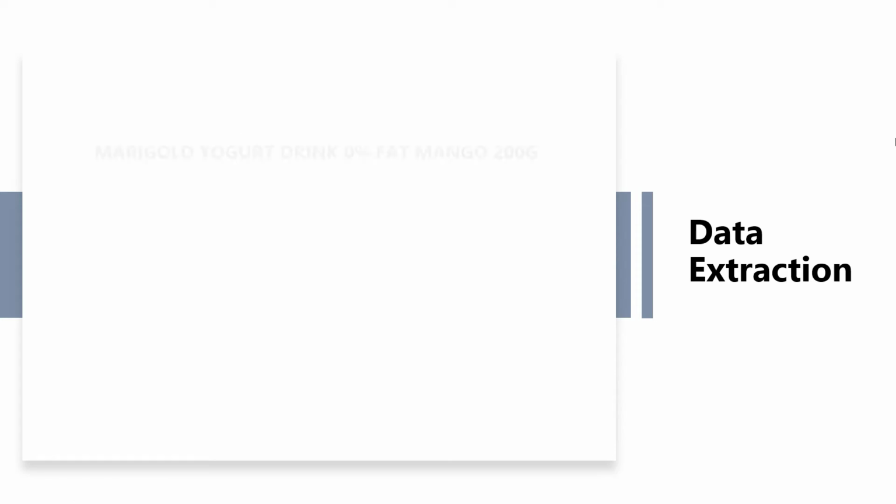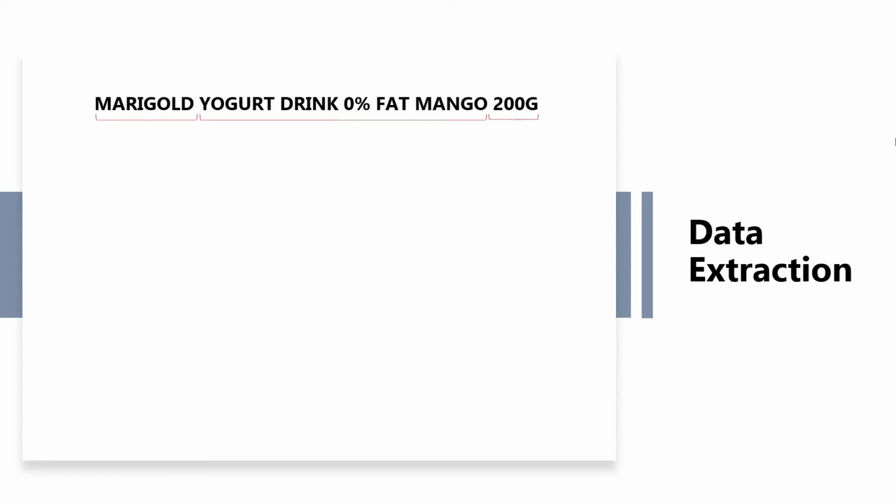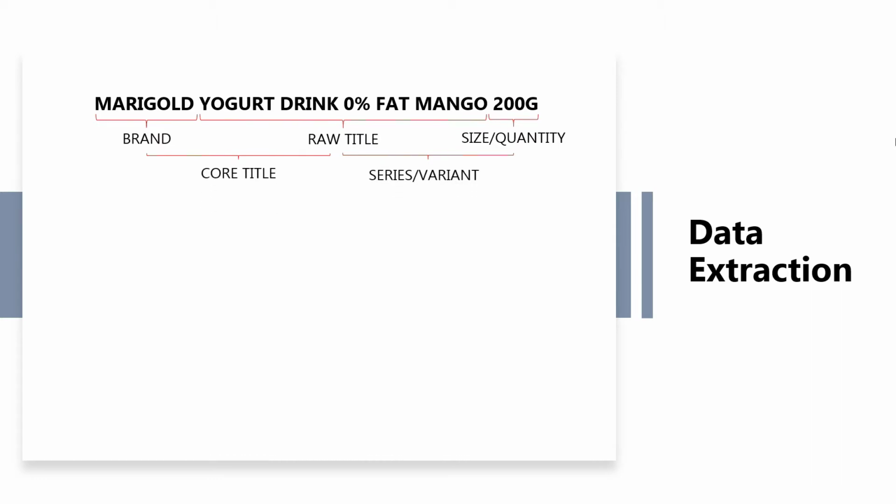The extraction process is separating each title from the data into several attributes. The attributes consist of brand, raw title, core title, series, size, and quantity. The objective of the extraction process is to get optimal results in the matching or similarity process. The attributes that will be used are raw title and core title, while brand, series or variant, and size or quantity will be ignored in the matching or similarity process.